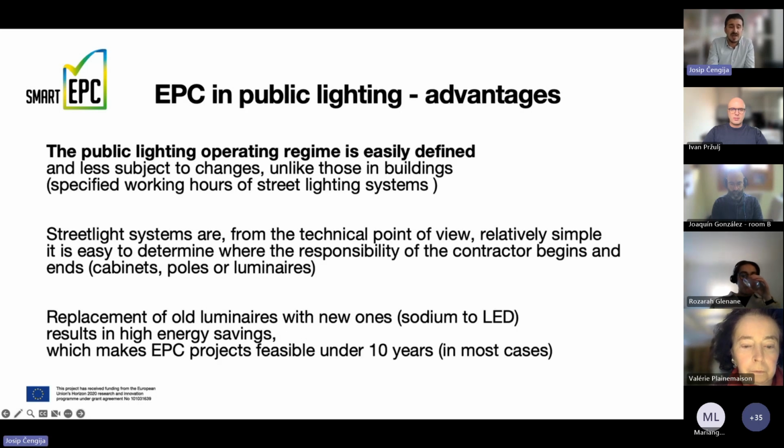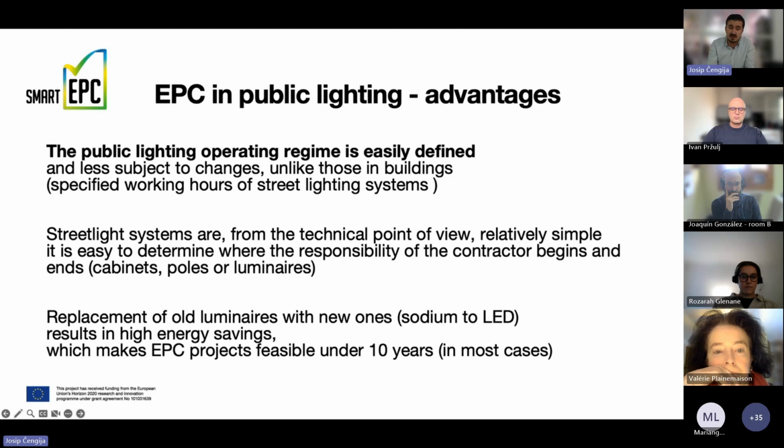When we are talking about advantages of EPC in public lighting, first off, we can say that the public lighting operating regime is very easily defined. In buildings, the operating regime is defined by the needs of the clients using that building, and these operating regimes can change, not just throughout years, but throughout days, months, weeks. When we are talking about public lighting infrastructure, we don't have those problems. Public lights are switched off during the daytime, and we can quite easily specify working hours of the street lighting system for the next 10 to 15 years. So it's quite foreseeable, and it's quite easy to specify.